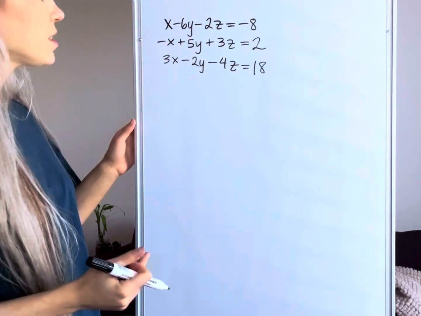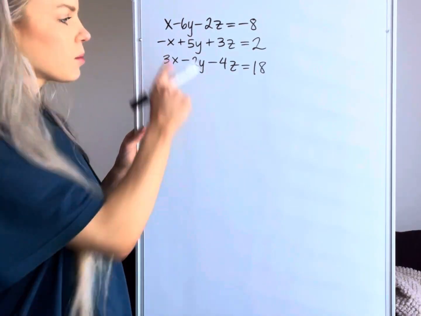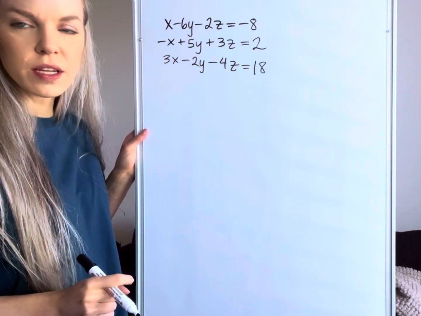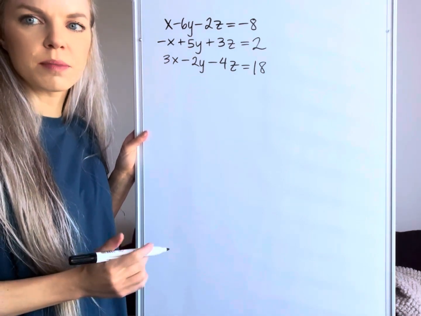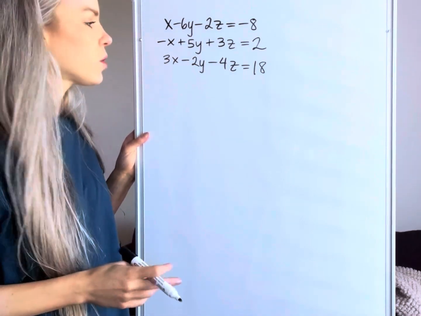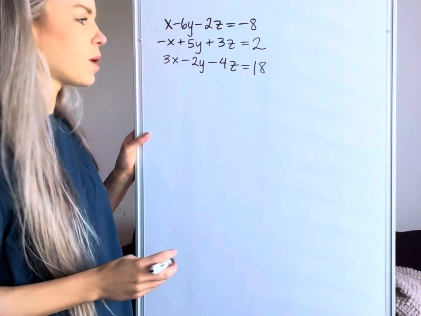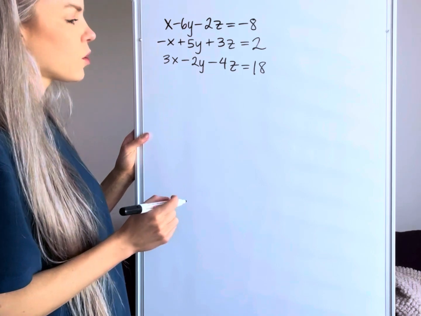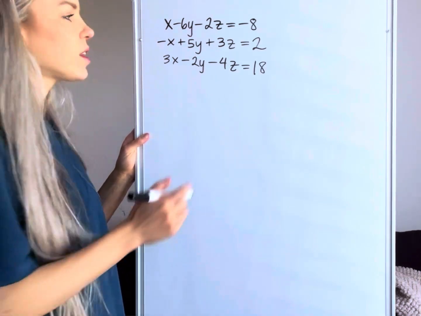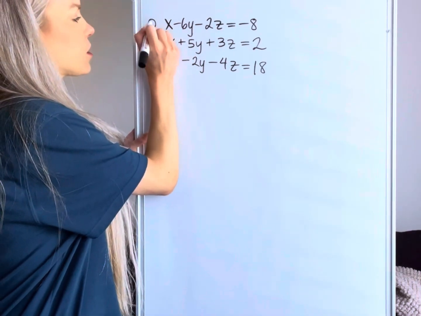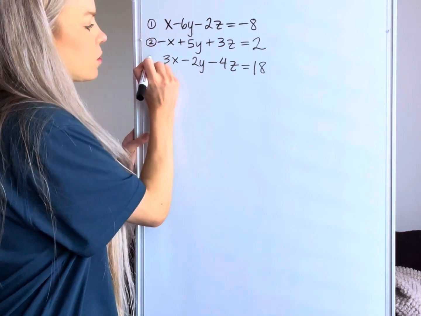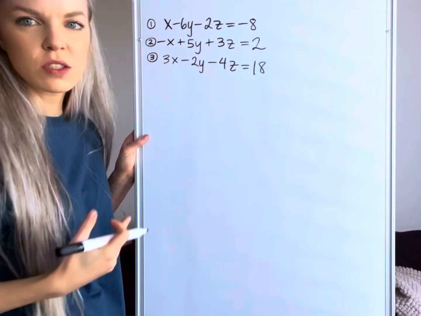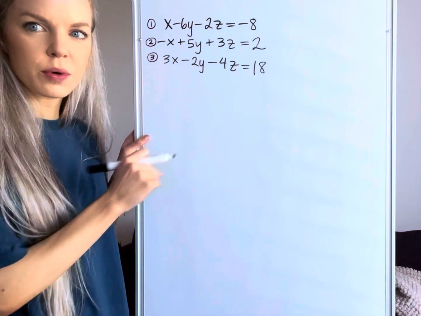Okay, so this is a 3x3 system, 3 equations, 3 unknowns, and we are going to solve it by substitution. You can also use elimination, but this video is all about substitution. Your first step when solving these is I like to number the equations 1, 2, 3, just so I can refer to them and stay organized.